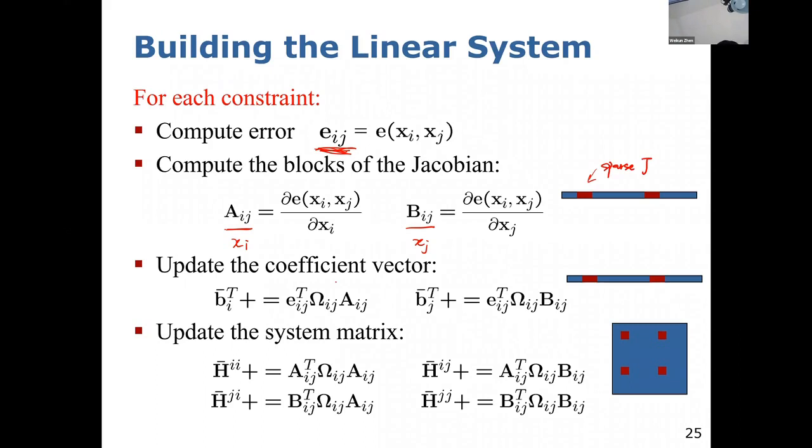Then based on this Aij, Bij, we can compute the B vector by simply updating the B vector by all the Bij's. This is Bij. And also for the H matrix, we simply update the four different non-zero terms of the H matrix. Those four different terms are Iij, Ij, this is Ji, and this is Jj. So we are updating those four non-zero blocks.